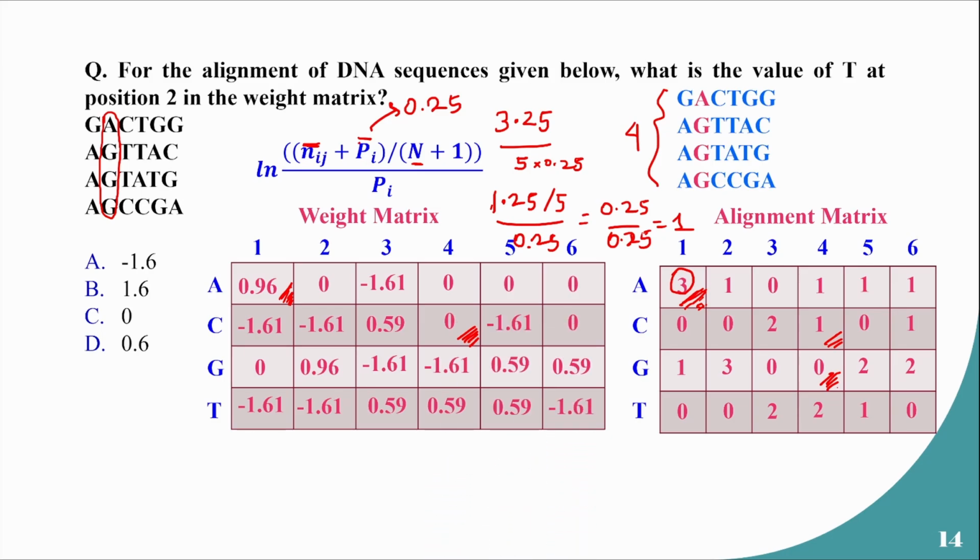And then here the question was asking for position 2, threonine for position 2. So threonine for position 2 is basically this one, minus 1.61. So that will give the answer of minus 1.61. So if you are asked for the weight matrix values for a given sequence alignment, you have to just calculate it out like that. Okay. This question was, I guess, in one of the earlier assignments, in one of the earlier iterations of the course. So these kinds of questions might come in the assignments also.